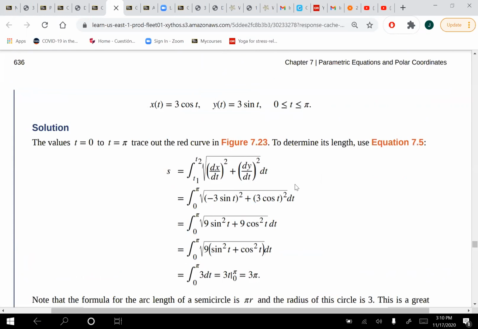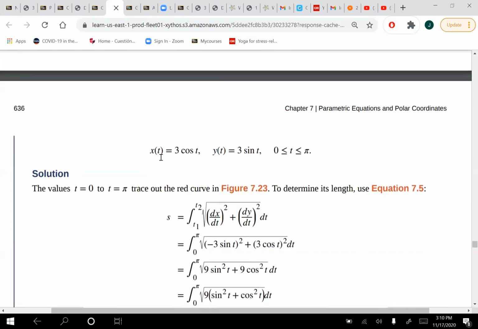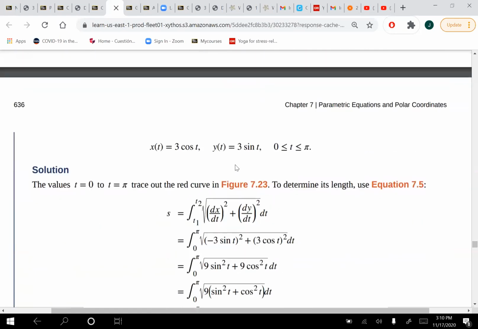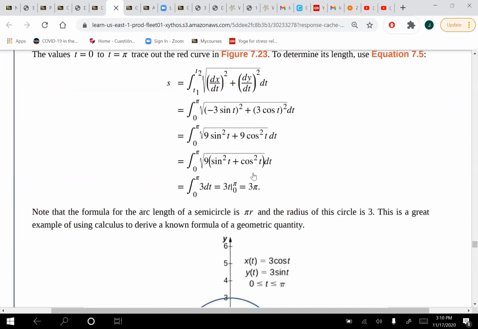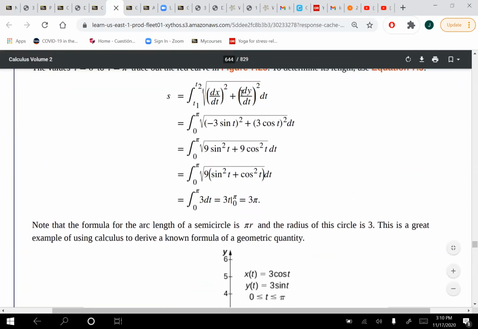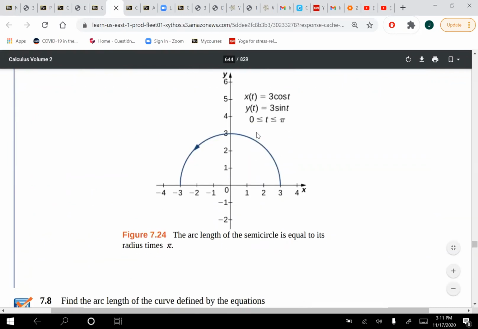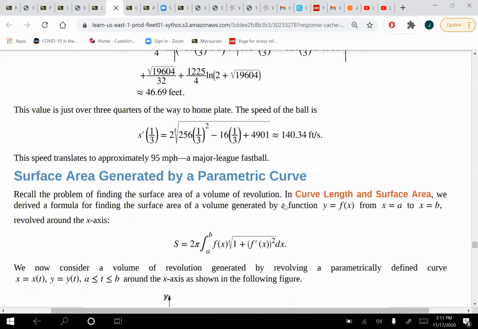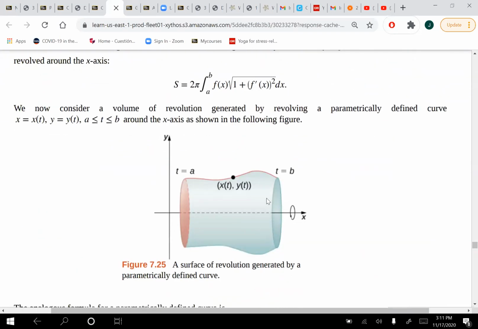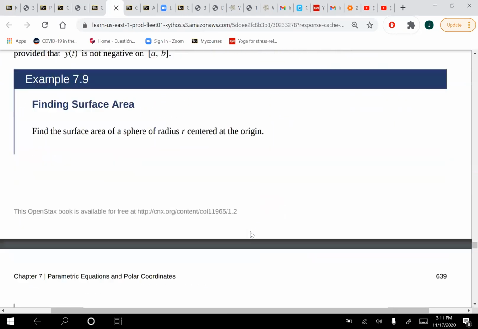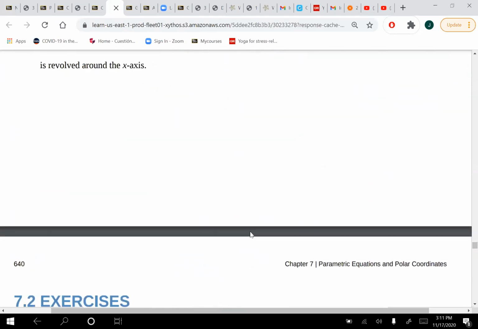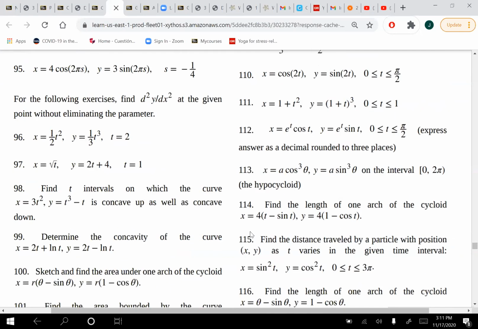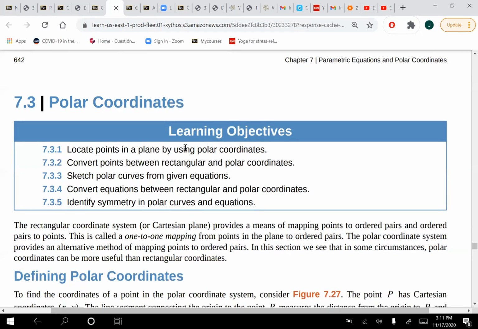But you see, we're doing now the length of a curve. We will find the length of this parameterization. And then we just use a formula. And then you're finding the arc length of this, okay? And then we can also find surface area, but I don't think we're gonna do surface area. I think it's enough with length and area. We're gonna do area.